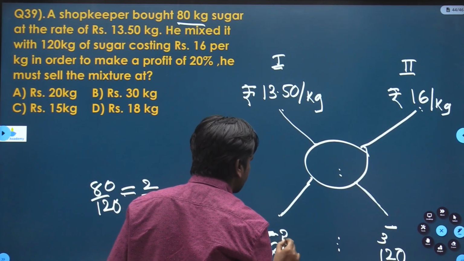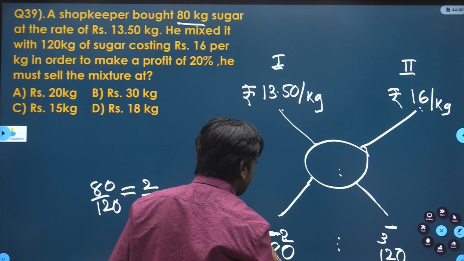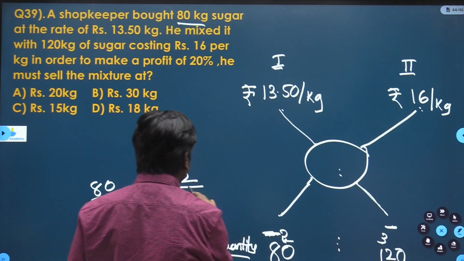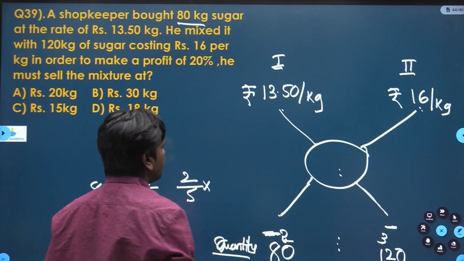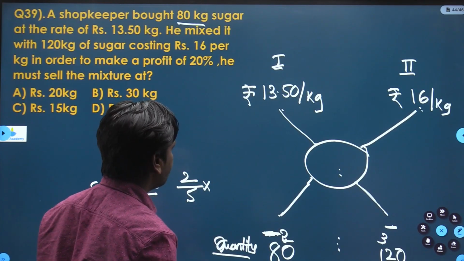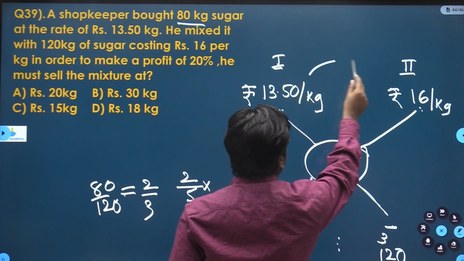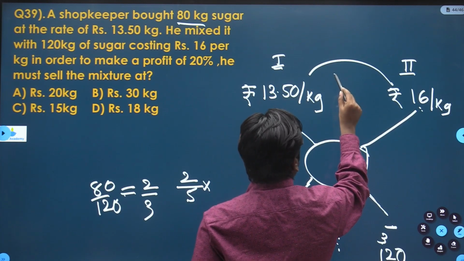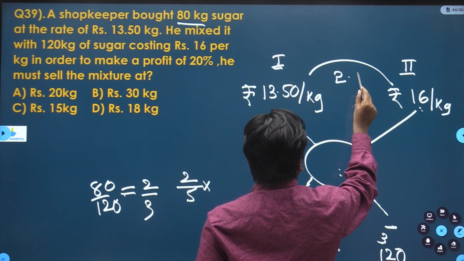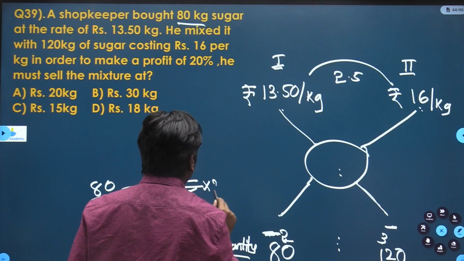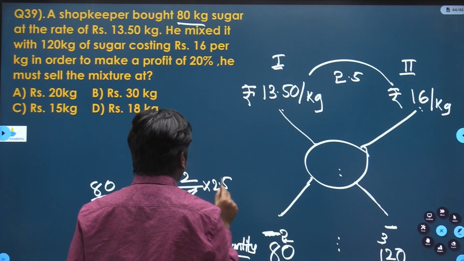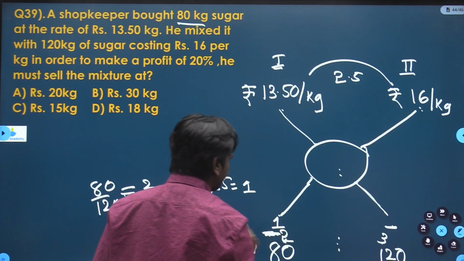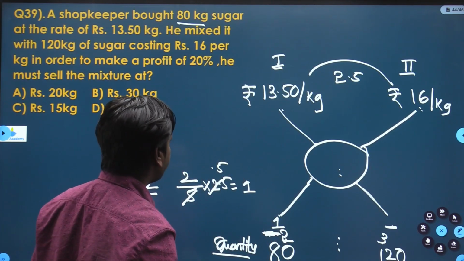Now to find this part, what we have to do is 2 by 2 plus 3, that is 2 by 5, into the difference. What is the difference between 16 and 13.5? 2.5. So 2 by 5 into 2.5, how much are we getting? 1. So here we are getting 1.